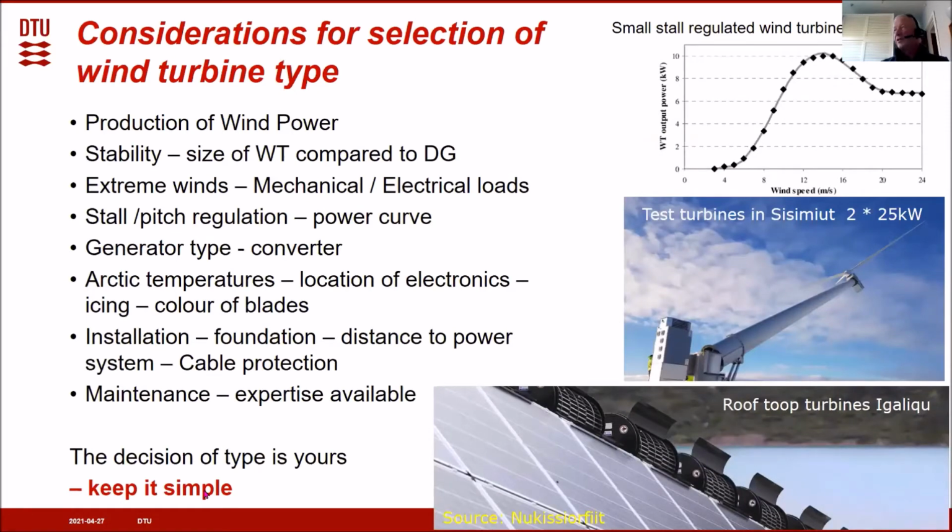Here are some extra considerations which we have made in relation to selection of the wind turbine. Of course, the expected production from the wind turbine based on a power curve, stability, size of the wind turbine compared to the diesel genset. If we have a large wind turbine, it can give instability. If we have a small wind turbine, as I will show you an example of in a moment. Do we expect extreme winds at the specific location? Then it requires some extra specifications for the mechanical structure of the wind turbine. Do we choose a stall or a pitch regulated wind turbine?